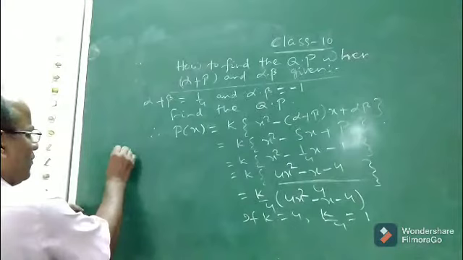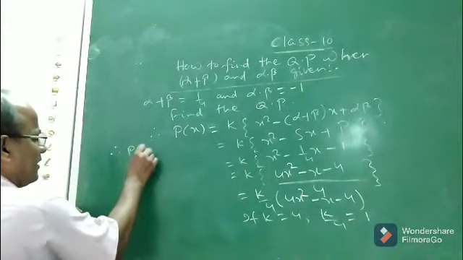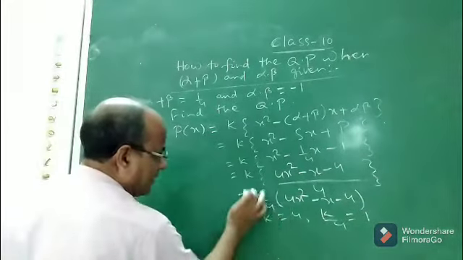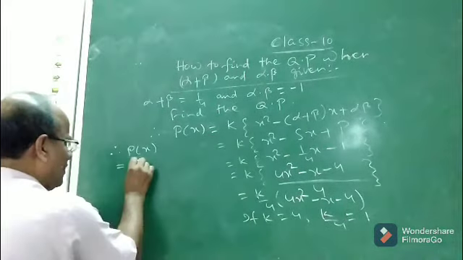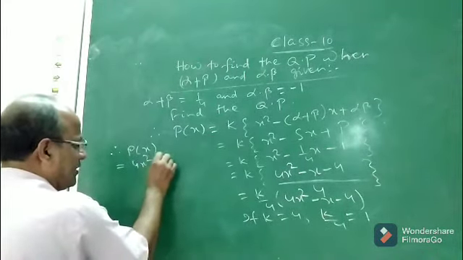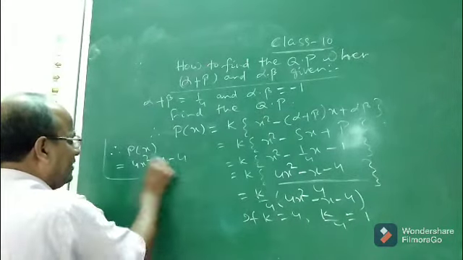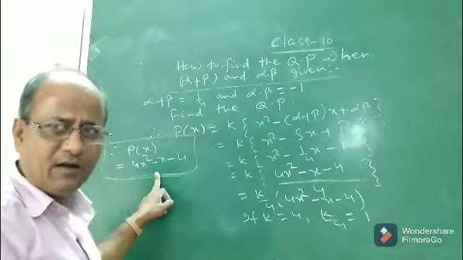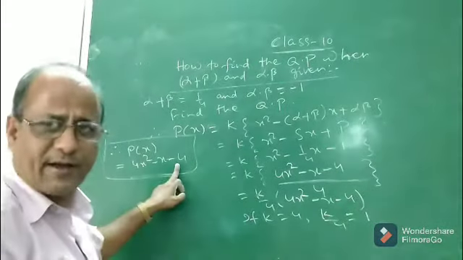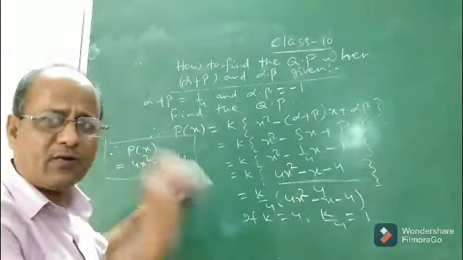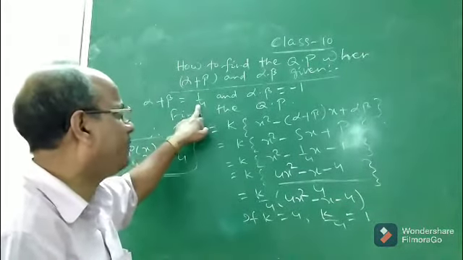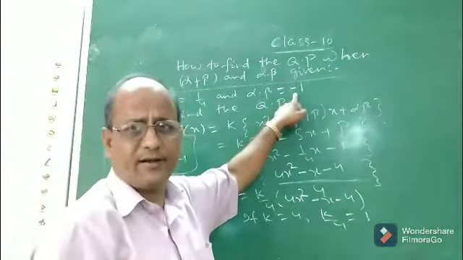Therefore, what will be the quadratic polynomial? Therefore, the quadratic polynomial p of x will be equal to, this factor became 1, so this will be 4x square minus x minus 4. See, children, this will be the required quadratic polynomial. 4x square minus x minus 4 will be the required quadratic polynomial whose sum of zeros will be 1 by 4 and product of zeros will be minus 1.